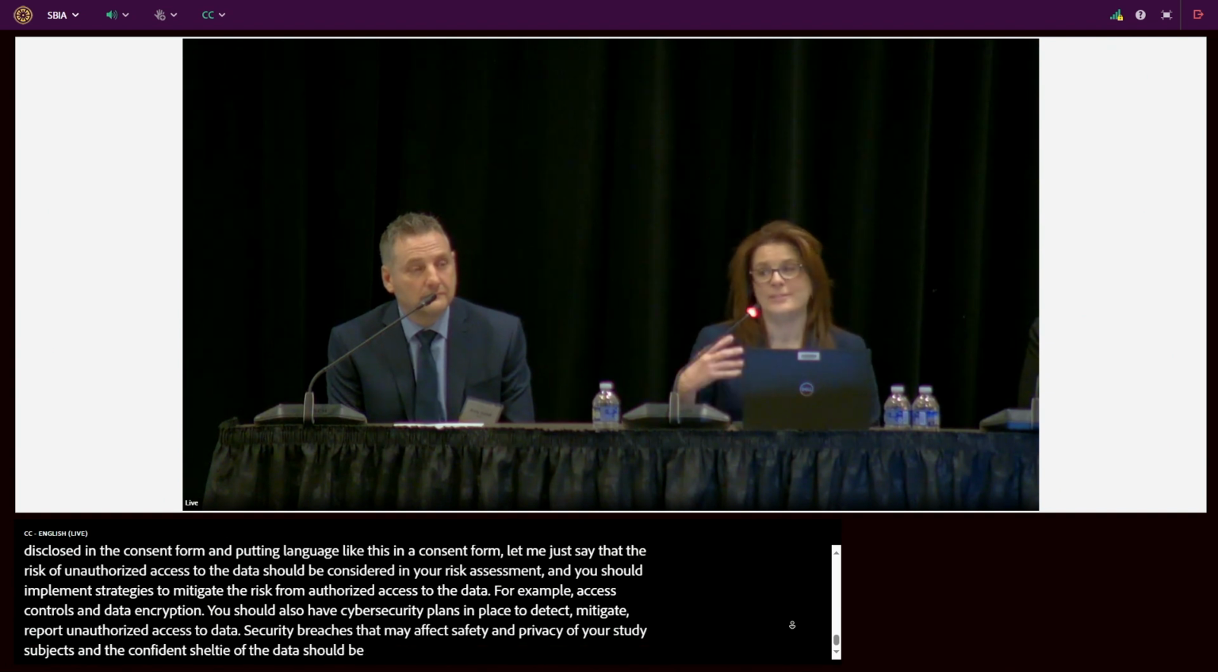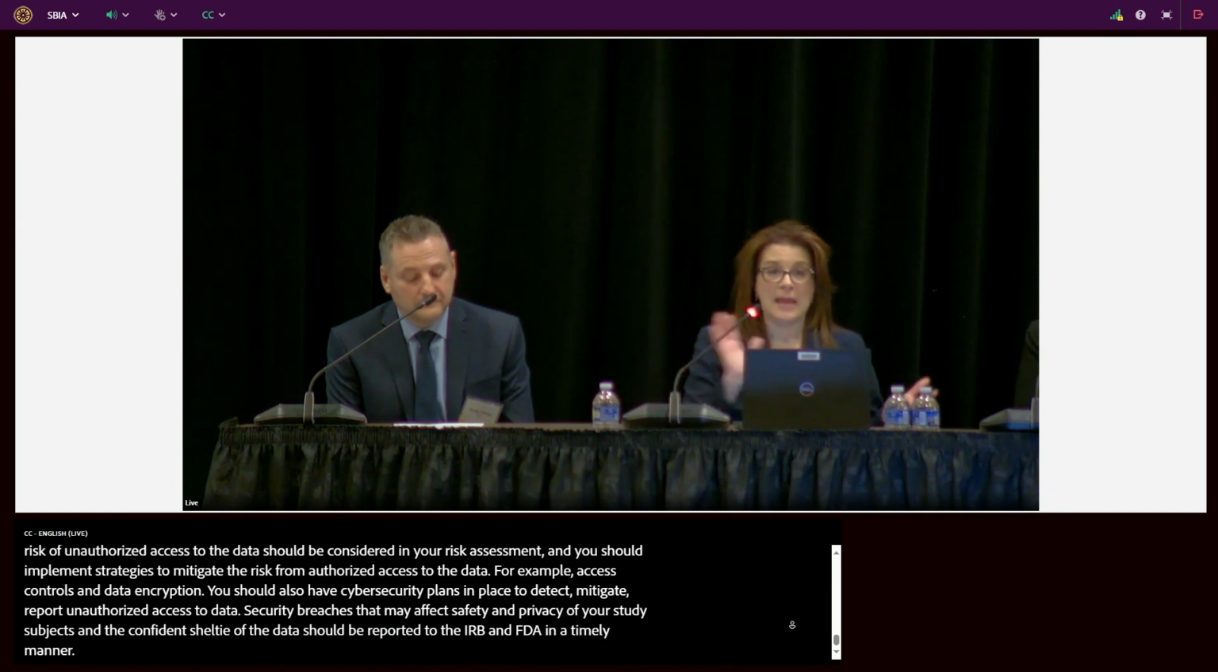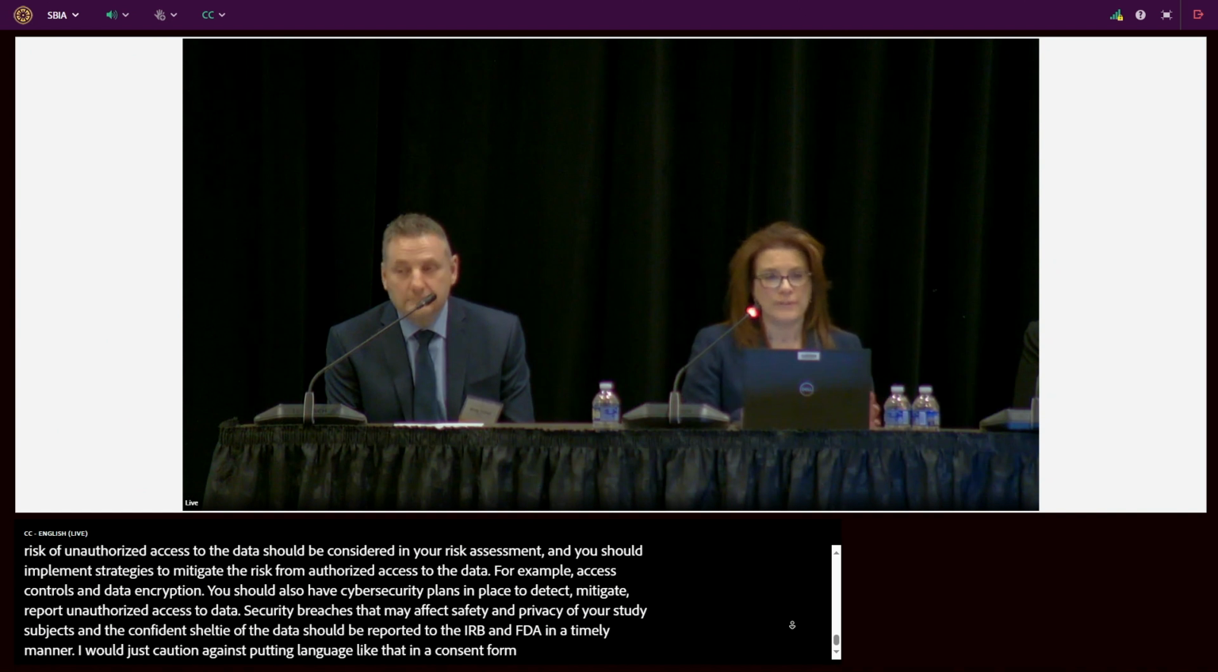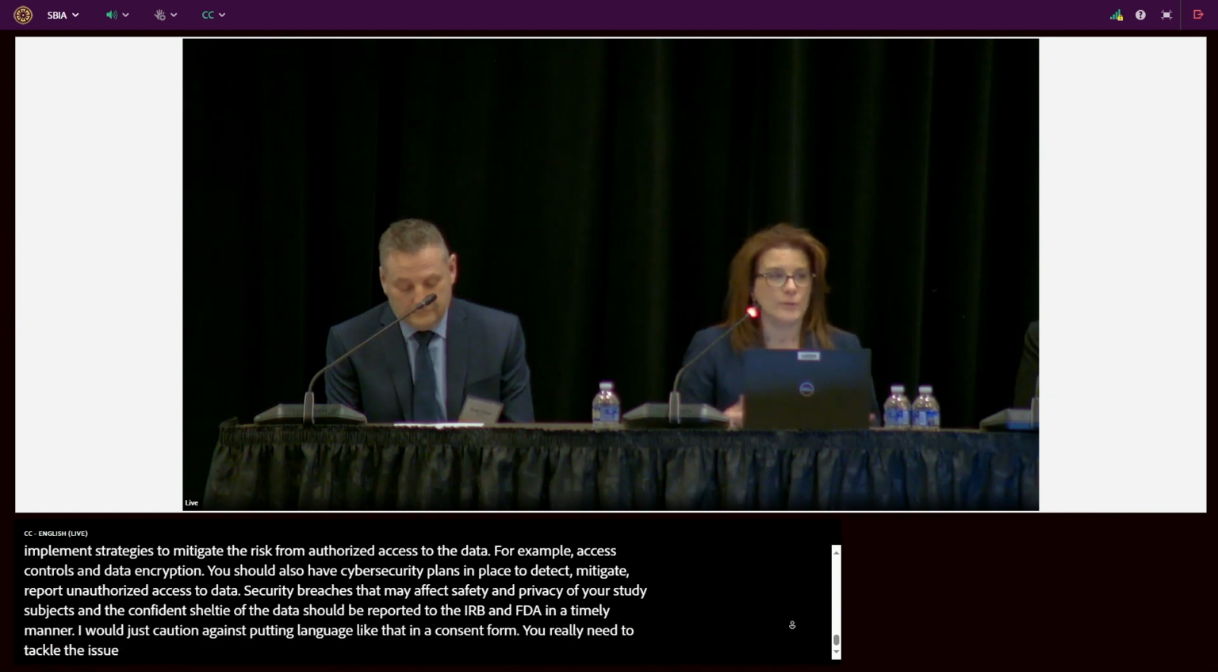So I would just caution against putting language like that in a consent form. You really need to tackle the issue before, when you're selecting your device or your ePro or your app for use.